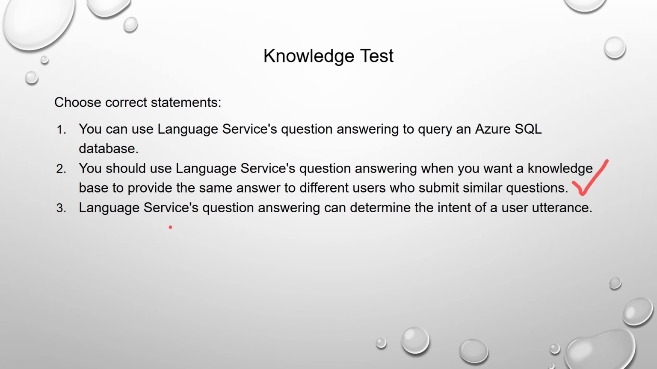Now, language services question answering can determine the intent of a user utterance. Again, if you have watched my previous video, I have well explained what a conversational language understanding model is, what an intent is and what a user utterance is. So the language model used for determining the intent of a user utterance is the conversational language understanding model or a LUIS model. It is not custom question answering. The LUIS model is better suited for this scenario. So we can say that the third statement is incorrect. So in the provided 3 statements, the correct one is option 2.